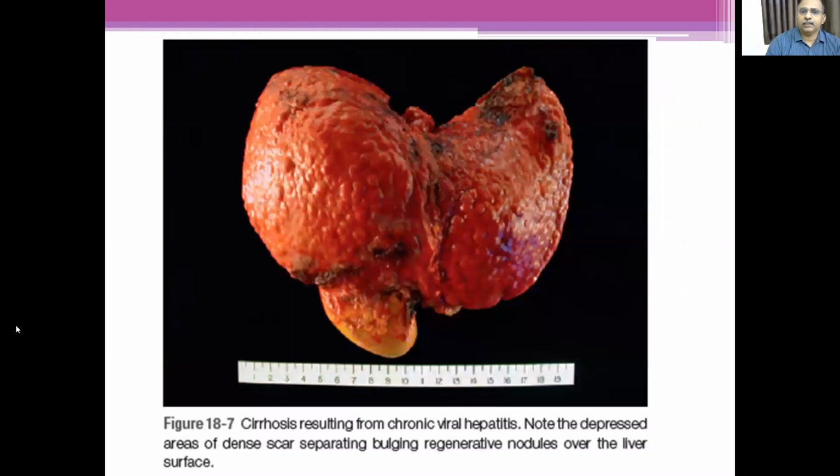Okay. And this is the cirrhotic liver, where normally the liver is soft and smooth in texture, but here multiple nodules are there. These nodules are regenerative nodules. In between the nodules, this is the fibrotic tissue. Because of excessive fibrosis, this nodular structure will form. So this is the cirrhotic liver.